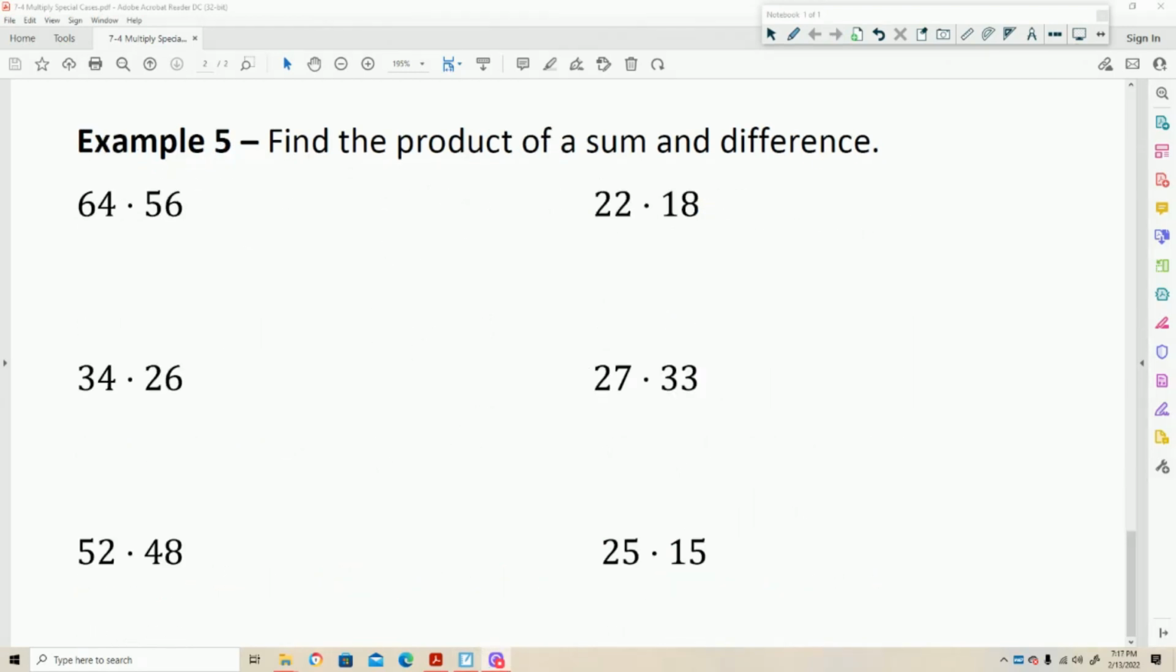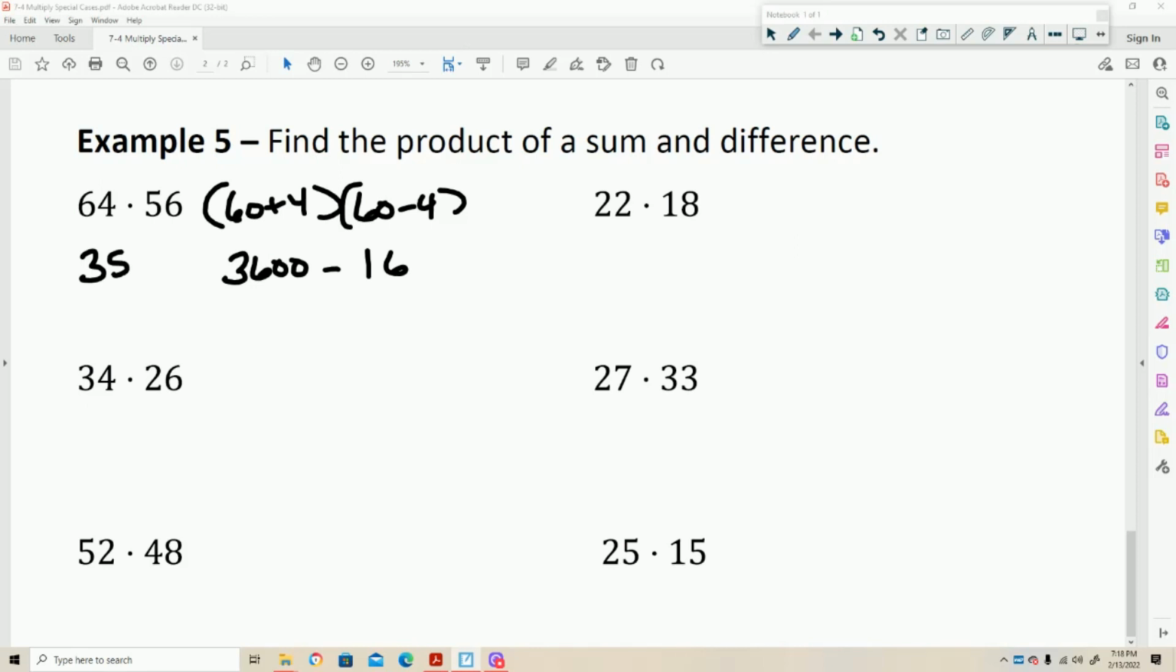In example 5, we're looking at multiplying two numbers together that are the same distance from a number with a factor of 10. We're going to use our sum and difference patterns from the last example to do that. So I'm going to rewrite this. Notice these are the same distance from 60, so we have 60 plus 4, 60 minus 4. Again, showing you how you could do a little mental math here. So 60 squared, we get 3,600. 4 squared, we get 16. And you subtract. So 3,600 minus 16 is 3,584.